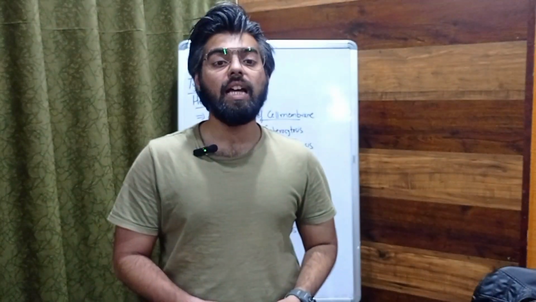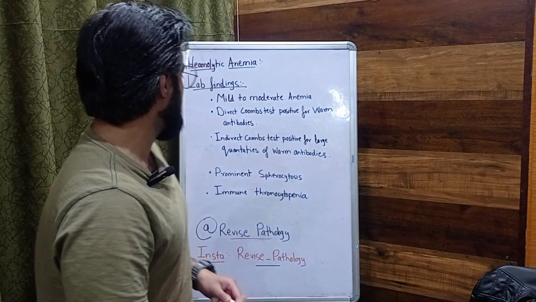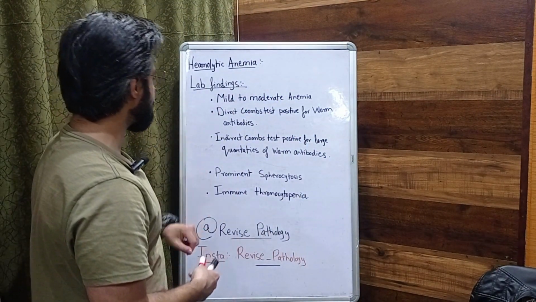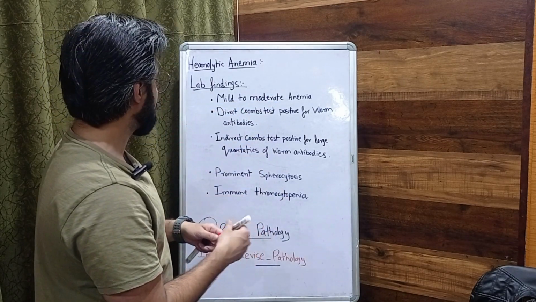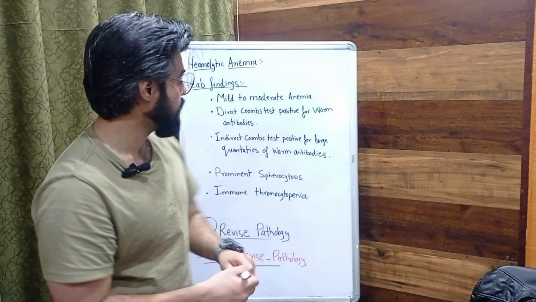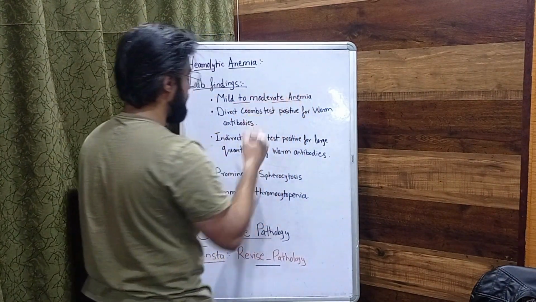Now, let's come to the lab findings of hemolytic anemia. So the lab findings are as follows. First one is, you will find mild to moderate anemia in those who are suffering from hemolytic anemias.